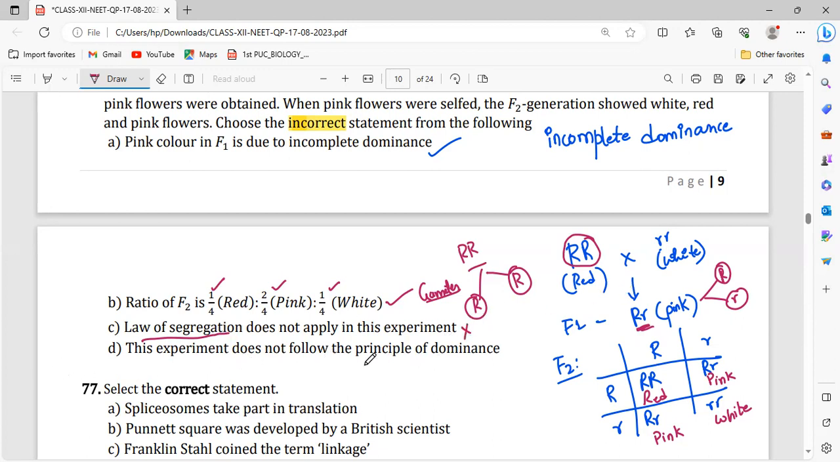This experiment does not follow the principle of dominance. That is also correct. Since it is not following the principle of dominance, we got the non-parental character, that is pink color in the F1 progeny. So answer will be option C.